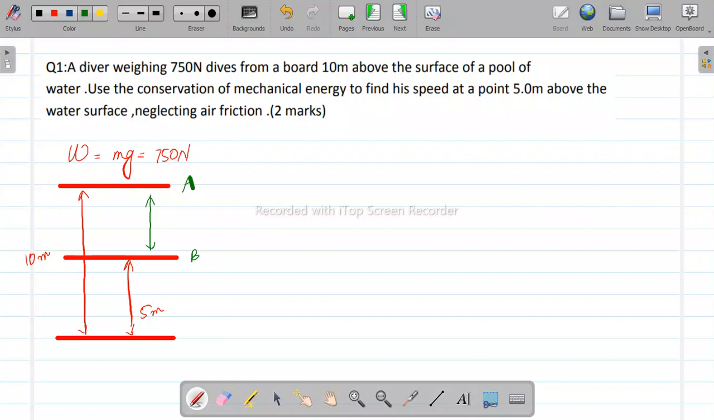it had some potential energy, right? And we know that potential energy is mgh. mg we have this 750 and height we are to take 10 meters or 5 meters. We are going to apply the concept of conservation of energy, which says change in potential energy equals the change in kinetic energy. So from point A to point B, whatever will be the difference of height, this is what we have to place here, right?